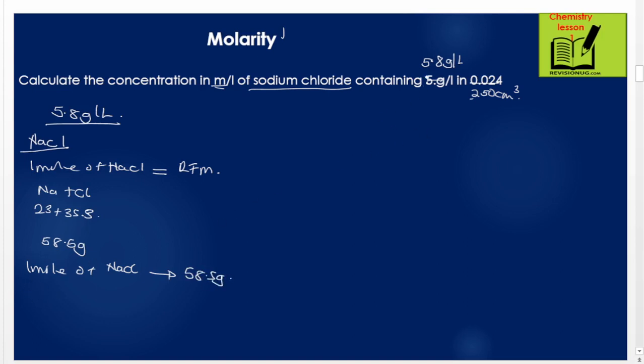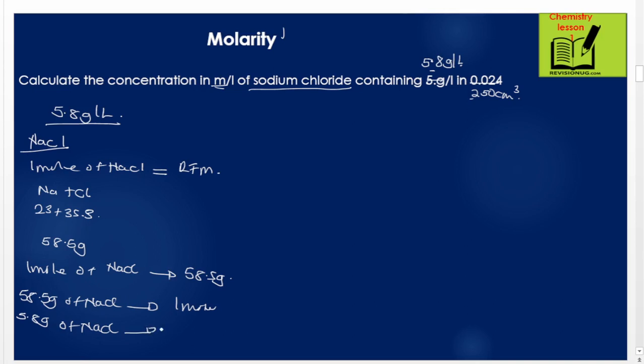Then we take the leading statement and change it, because we're changing from grams to moles. 58.5 grams of sodium chloride will produce 1 mole. Then how about 5.8 grams of sodium chloride? Don't get bothered by the per liter. This means that the mass is in 1000 cubic centimeters. Don't get confused, leave the liter there. You extract the mass in that solution.